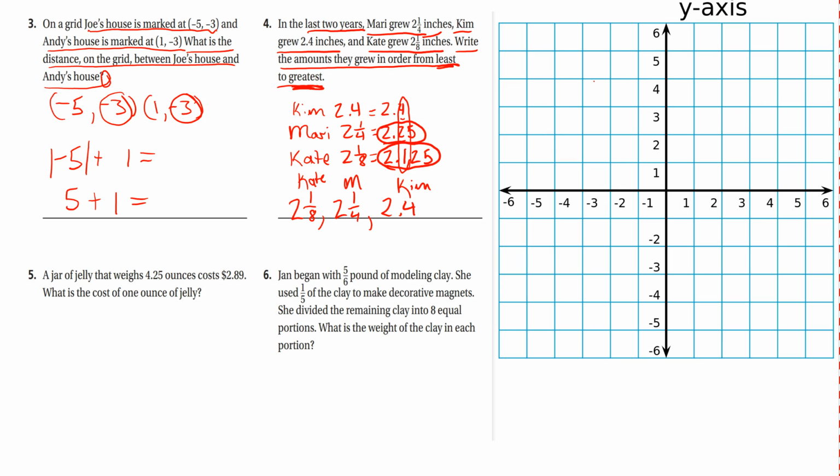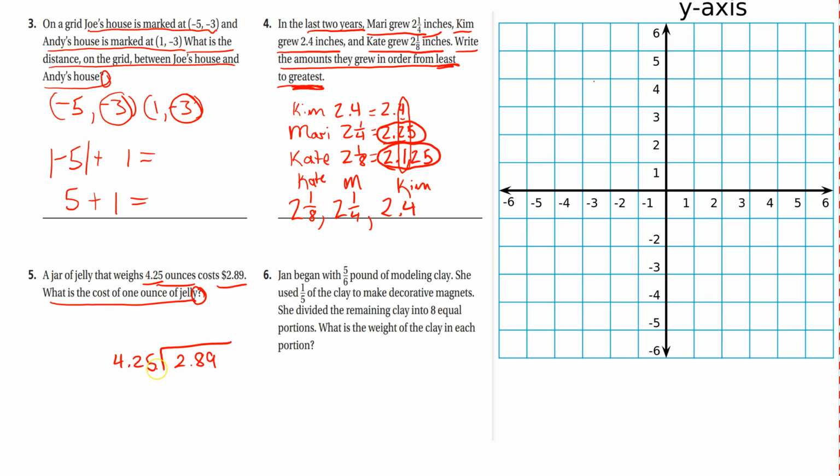Number 5, a jar of jelly that weighs 4.25 ounces costs $2.89. What is the cost of 1 ounce of jelly? So I know that 4.25 ounces will cost me $2.89. I want to know how much 1 is, though. So I need to divide 4.25 into 2.89.